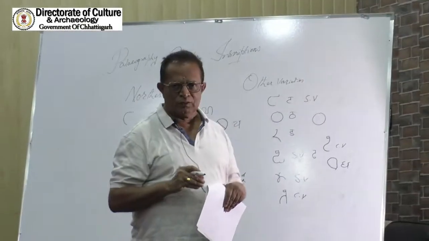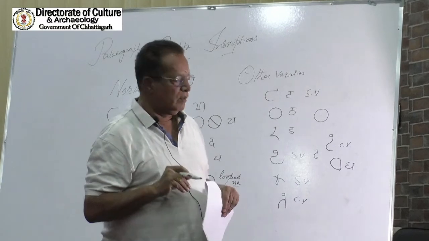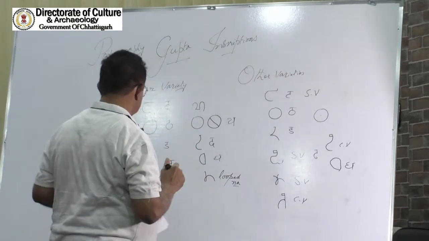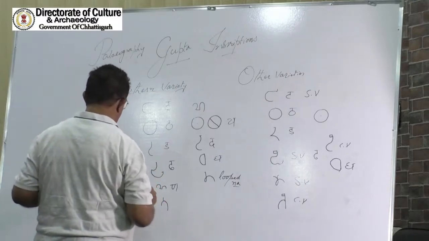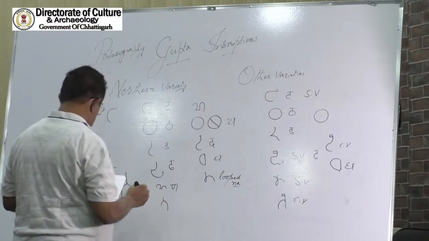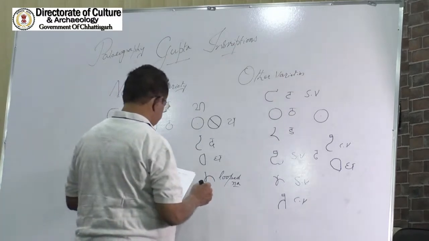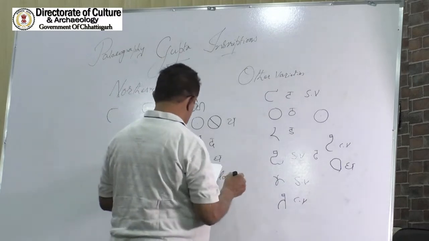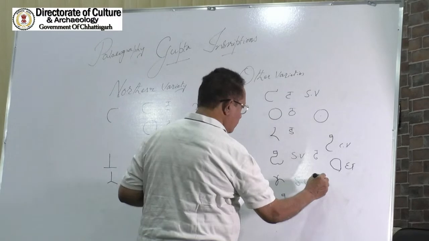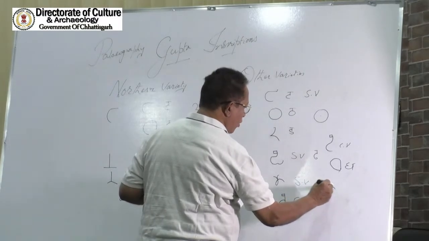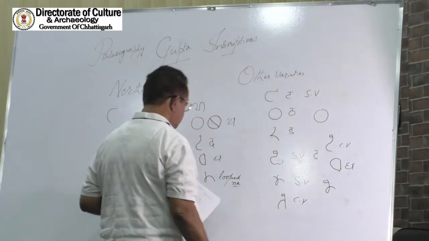So this is looped na. And here also you get this loop na with a box attached like this.